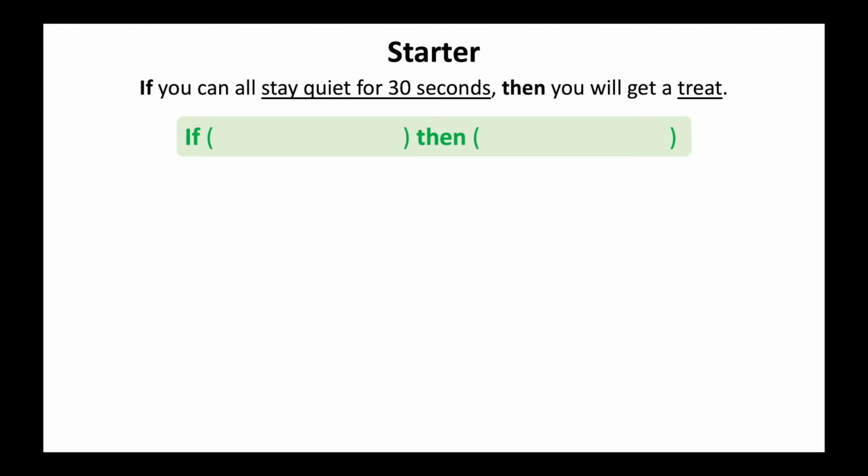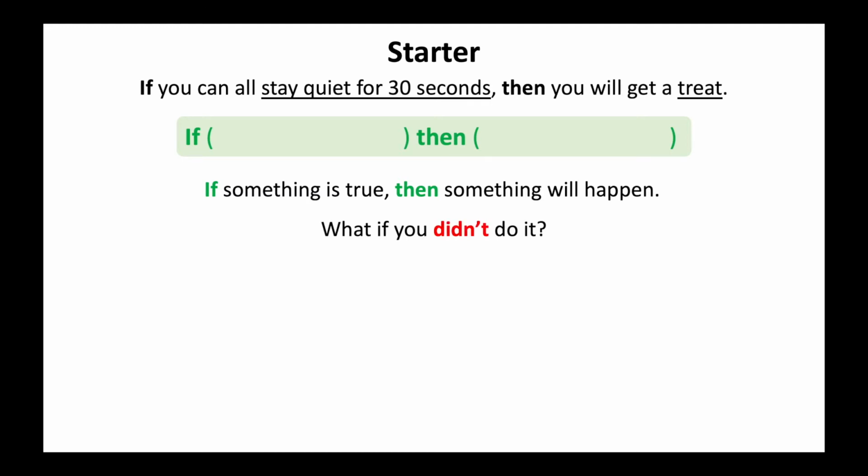So let's see what our statement will look like. If you can all stay quiet for 30 seconds, then you will get a treat. So if something is true, then something will happen. But what if you didn't do it? That means we can use something called else.